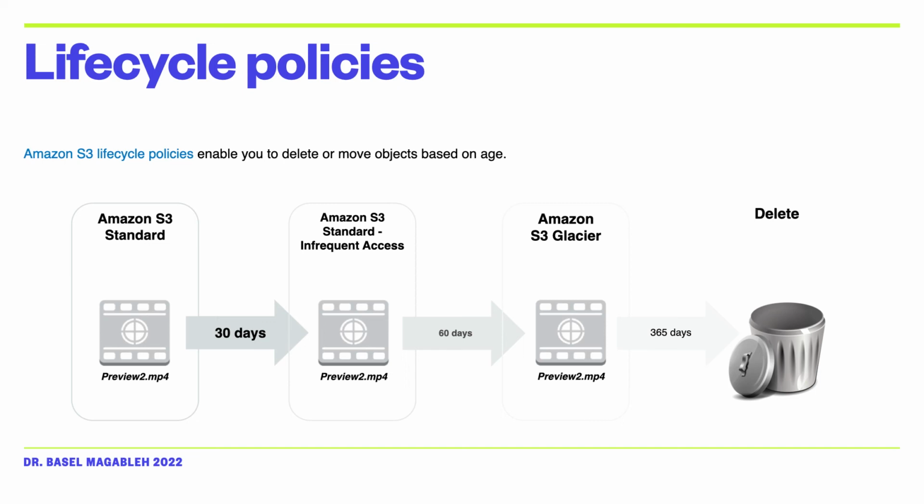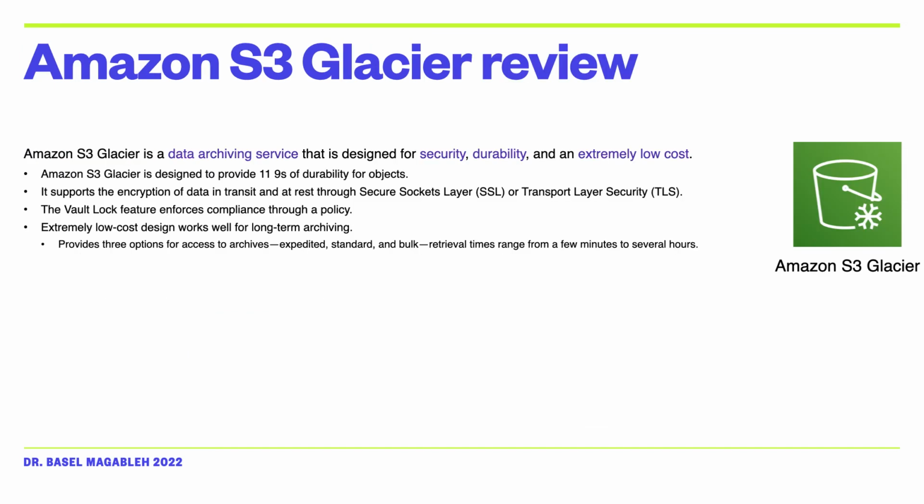Amazon S3 Glacier, as we said, is a data archiving service that is designed for security, durability, and extremely low cost. Amazon S3 Glacier is designed to provide 11 nines of durability for objects. It supports encryption of the data in transit and at rest, and you can create a vault lock to enforce compliance through a policy. It is a very low cost design, and works very well for long-term archiving.